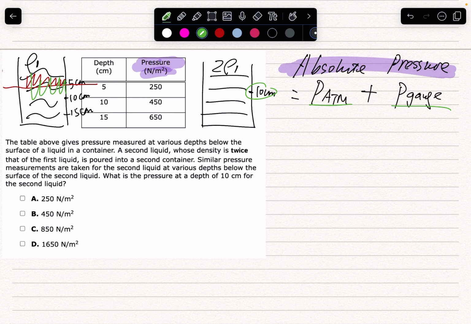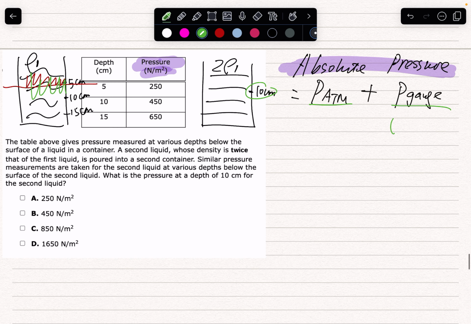And then the equation for solving this gauge pressure is rho, whatever the density is, times what? G. G is the gravitational constant, 10, right? On the MCAT it's 10; usually it's 9.8 on our physics exams, but it's 10 on the MCAT. And then H is really the depth in this case.